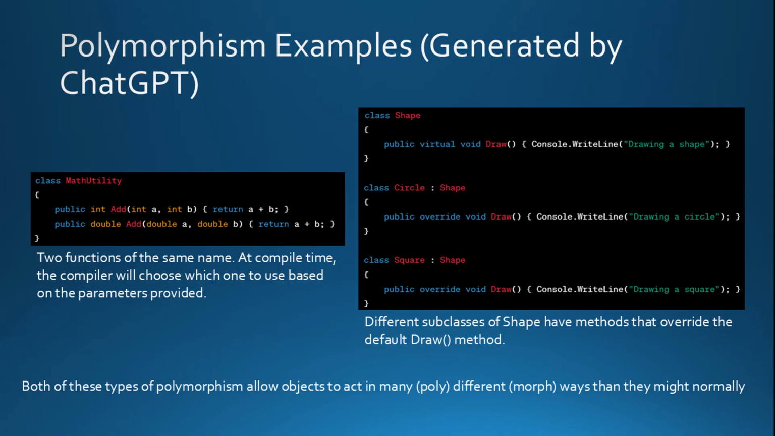At compile time, the compiler will actually choose the one that is correct based on what's being passed to that function. Different subclasses override the basic draw method that's there. Both of these allow objects to act in many different ways. Polymorphism. And now that's a less scary word, I hope.